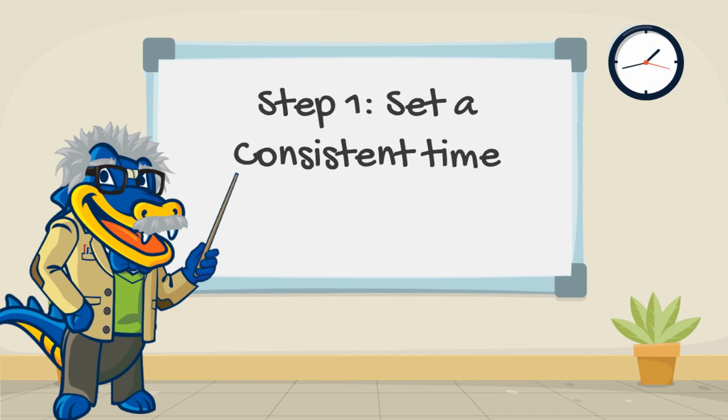Our first tip is to set a consistent time. Becoming a better blogger is all about consistently writing and publishing quality content. Over time, you'll start to learn your craft and the quality of your work will improve.